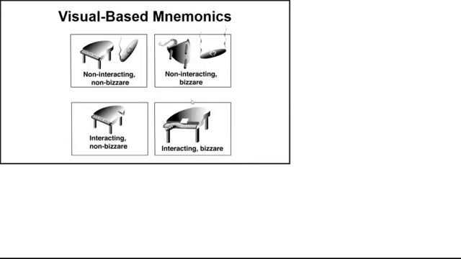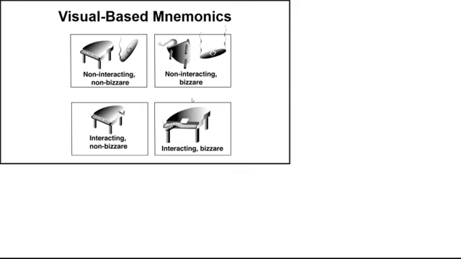For our visual-based mnemonics, these are the idea of imagining what's happening. And so if we were doing our grocery list that we've used as an example throughout this chapter, maybe you remember the image of a loaf of bread and a jug of milk and a carton of eggs. And you can also start adding things. So here they break it down into non-interacting and non-bizarre. So you'd remember all three of your items just as is.